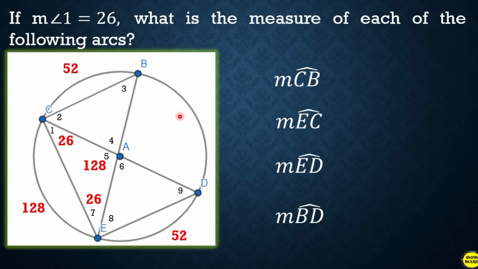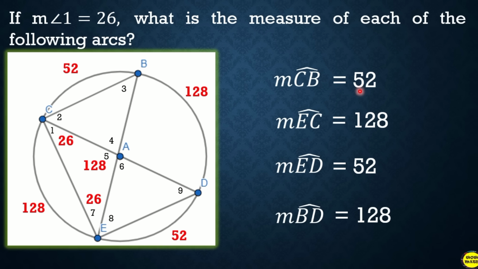And then semicircle to. So 180 minus 52, so ito ay 128. So therefore, the measure of arc CB is 52. The measure of arc EC is 128. The measure of arc ED is 52 and the measure of arc BD is 128.